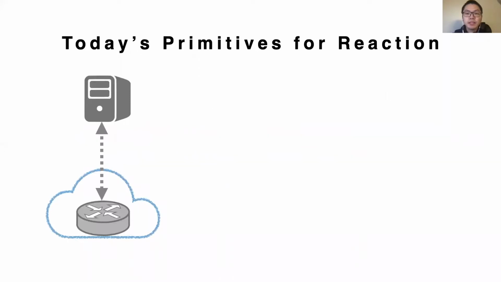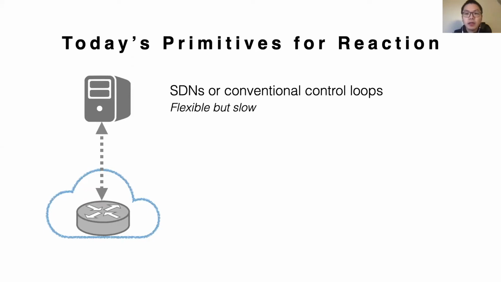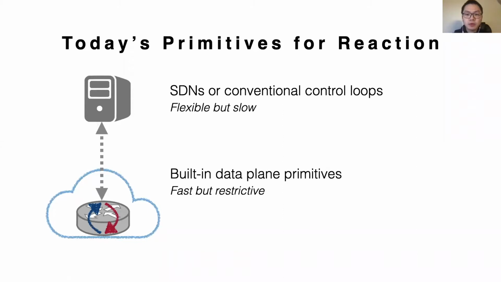Today, there are a few ways to implement these types of reactive behaviors. Traditionally, one could leverage the control plane, for example, SDNs or conventional control loops, which can measure the network and reconfigure it dynamically. These approaches are flexible, but typically they are slow, often orders of magnitude slower than needed to capture the transient network events. The other general approach is to try to directly integrate reactions into the data plane hardware. These are fast, but limited by the current hardware capabilities.